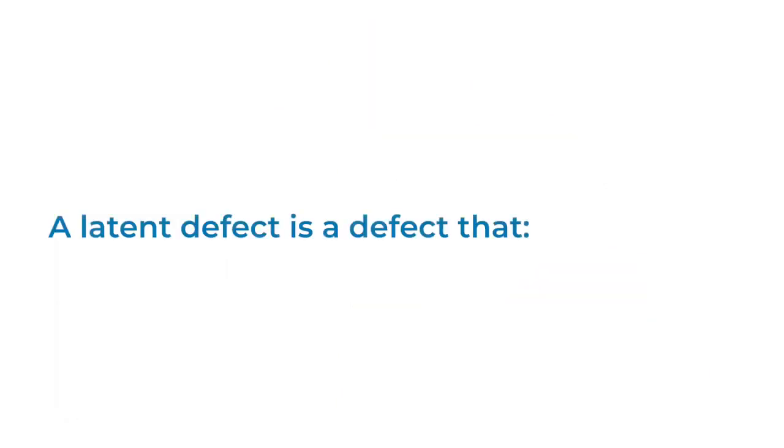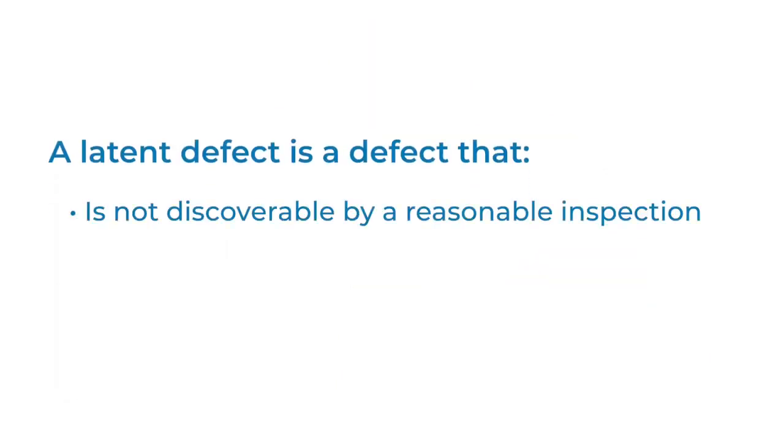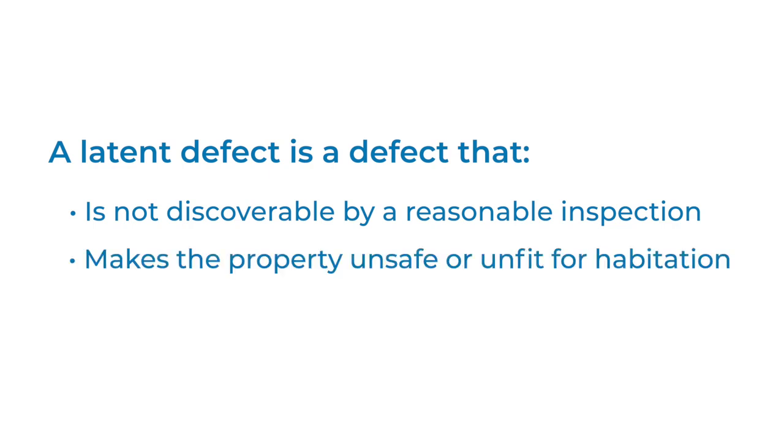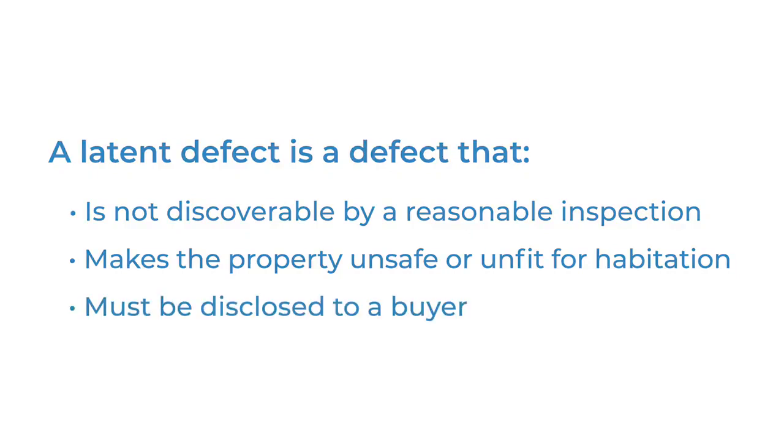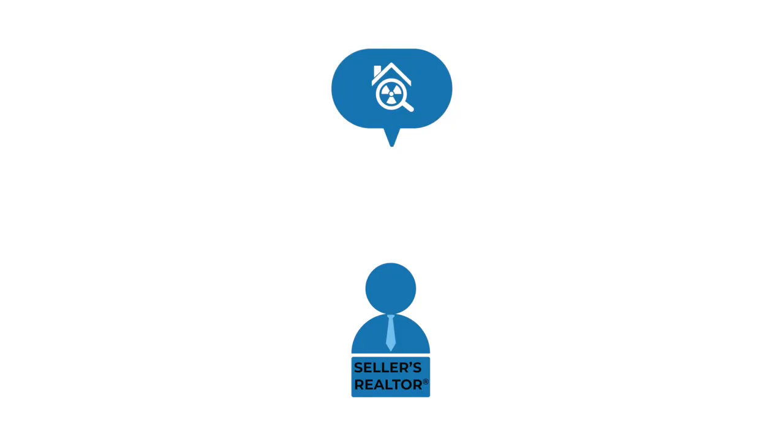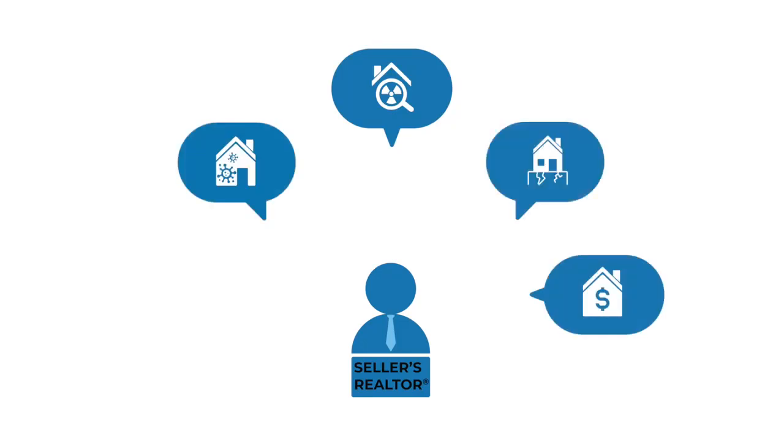A latent defect is a defect that is not discoverable by a reasonable inspection or inquiry and makes the property unsafe or unfit for human habitation. It must be disclosed to a buyer. Realtors have a duty to disclose a material latent defect as defined under the Real Estate Services Act.